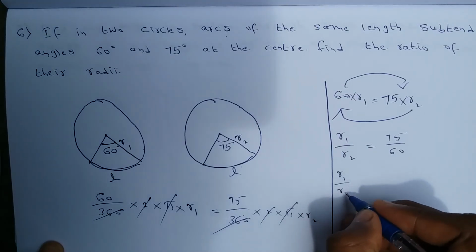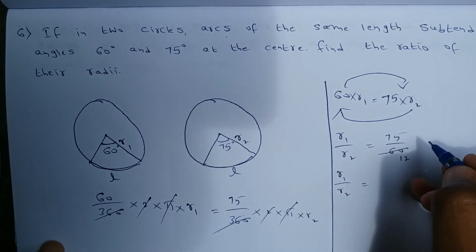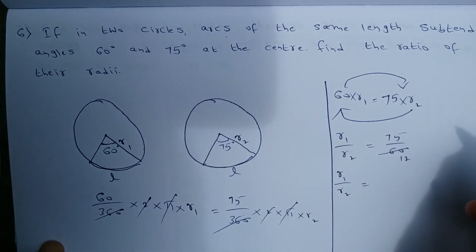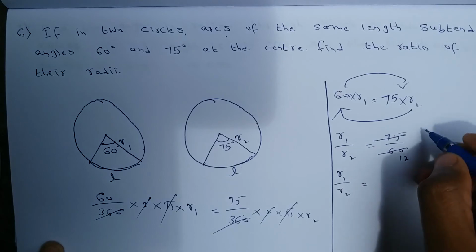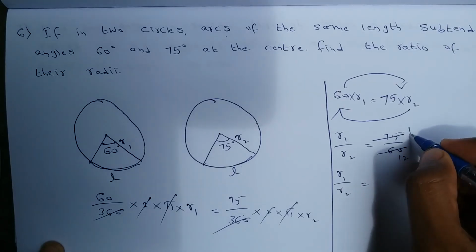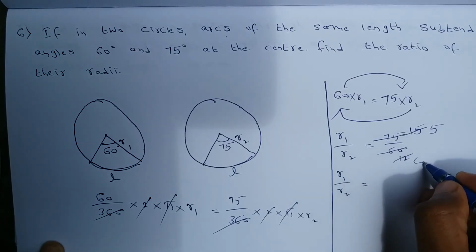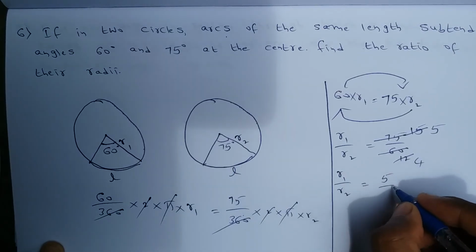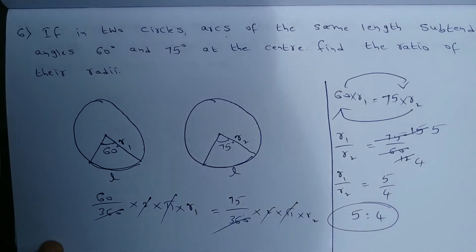So R1 by R2 is equal to 75 by 60. 5 12s are 60, 5 15s are 75, 3 5s are 15, 3 4s are 12. So we remain with 5 by 4, nothing but 5:4. The ratio of their radii is 5:4.